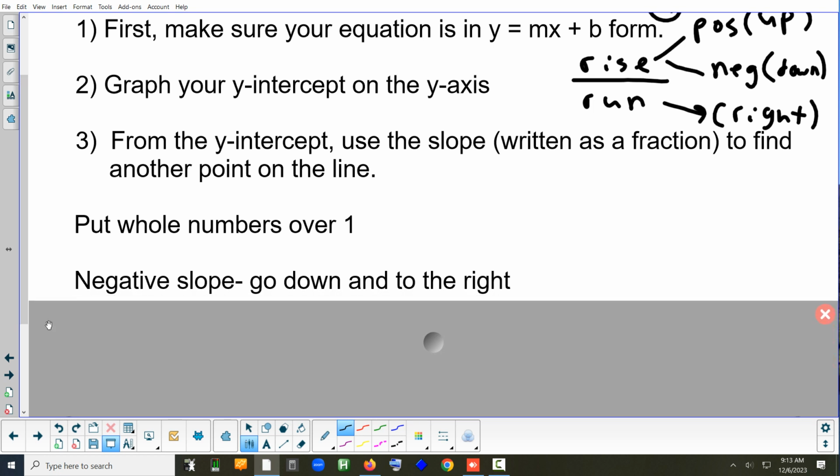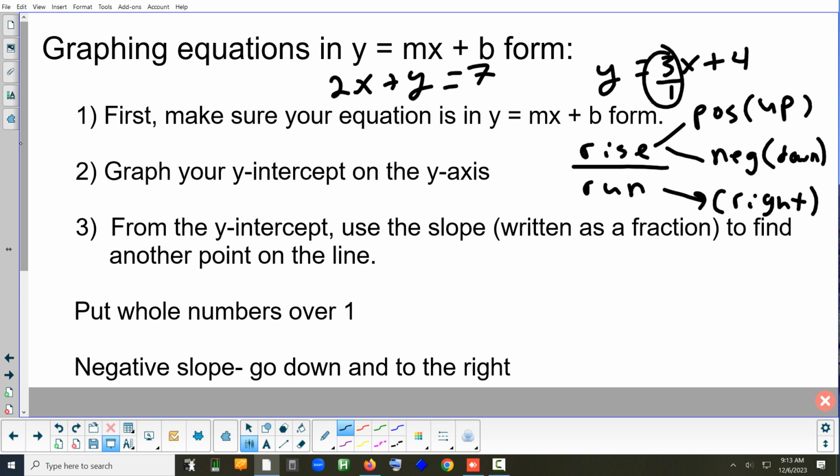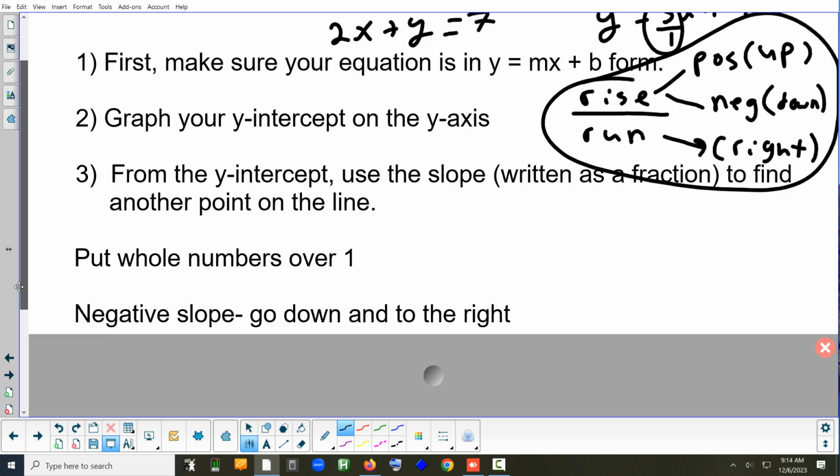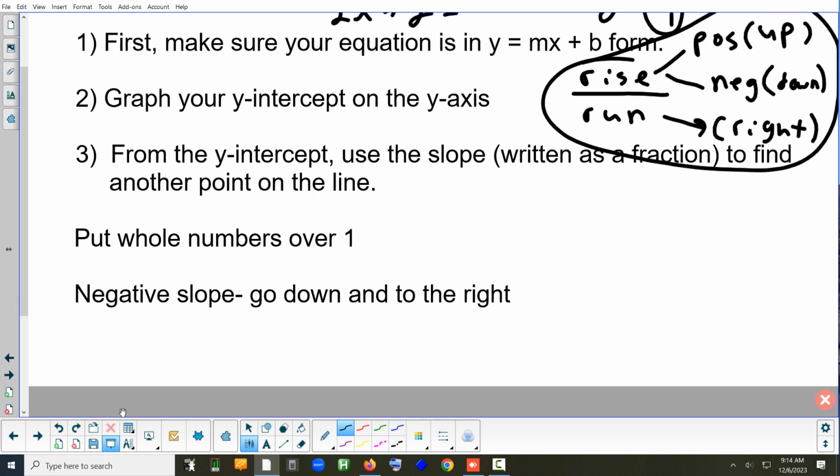Okay, and the negative slope, I already talked to you about that. Negative means you go down and to the right. Positive is up and to the right. So I would either write that down so you remember which way to go, or you could write this down too. Negative slope is down and to the right. Positive is up and to the right.